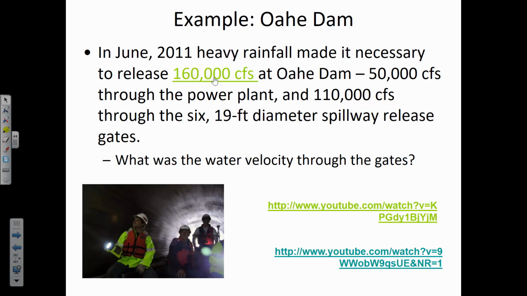All right, so in this example, you're going to have to assume that the flow goes through these 6 gates equally. It's divided equally among the 6 gates. You'll need to calculate the cross-sectional area based on the diameter that's given. Those release gates are circular. That's why their dimensions are specified as a diameter. So see if you can calculate the velocity.